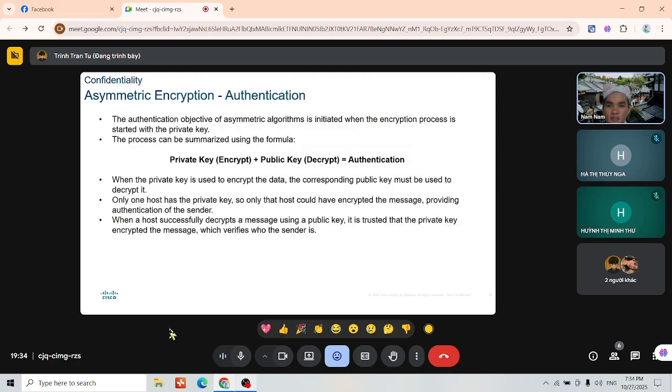The authentication objective of the asymmetric algorithm is enabled when the encryption process is started with the private key. The process can be summarized using the formula private key plus public key equals authentication. When the private key is used to encrypt data, the corresponding public key must be used to decrypt it. Only one host has the private key, so only that host could have encrypted the message, providing authentication of the sender. When a host successfully decrypts the message using the public key, it is certain that the private key encrypted the message, which verifies who the sender is.